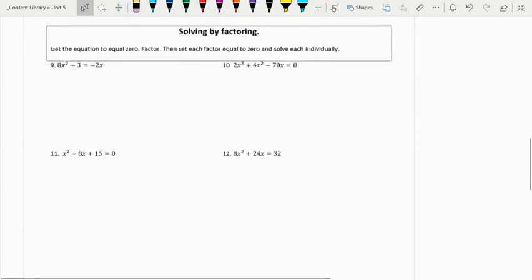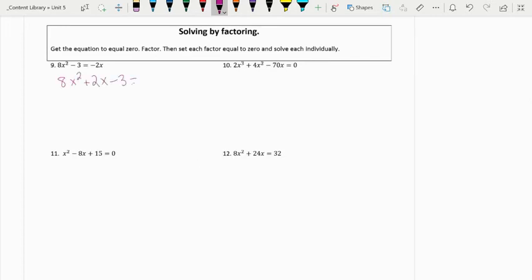On these next ones, all they're asking in addition to what you've already done is to solve after you factor. So in the first one, we're going to get equals 0 first. That's a huge thing with factoring. And now it's 3 terms, so we're going to use the t-chart. So we have negative 24. We need to multiply to negative 24, add to 2, which is 6 and negative 4.